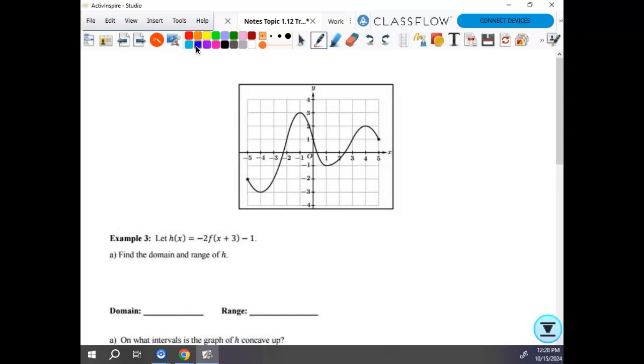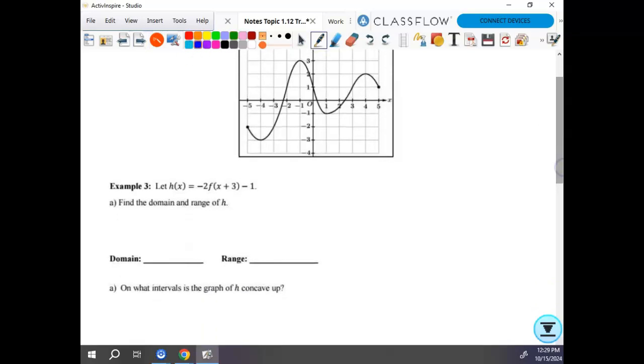Okie dokie. So we have this graph that doesn't have a name. I don't know if it disappeared or if I forgot to put it, one of the two. But that's f.